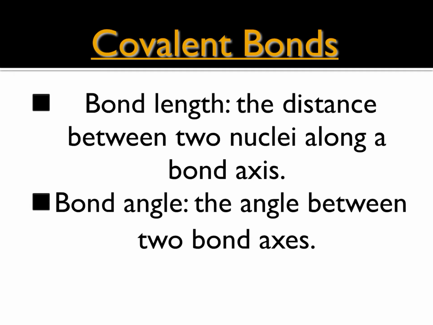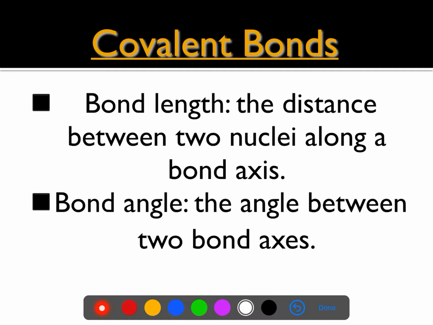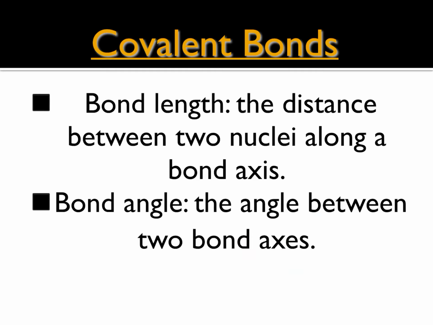Bond length, here's the definition for you to memorize. Distance between 2 nuclei along a bond axis, and the bond angle is the angle that's created by that axis. And I just realized, look at that word. There's something wrong here. My goodness, been using this slideshow for 20 years, and apparently this is an axe, and this is something that you use to chop down a tree. So I think this should be an eye.